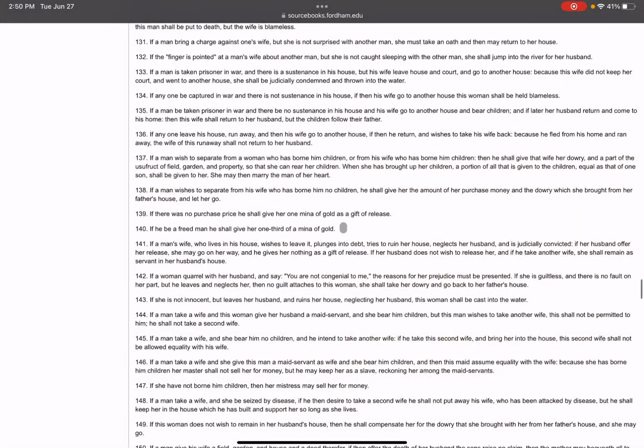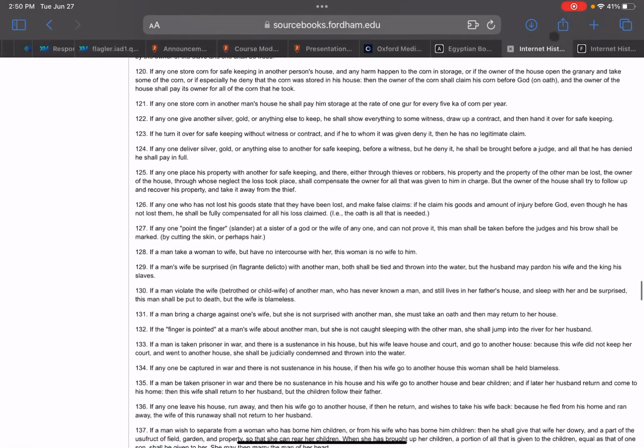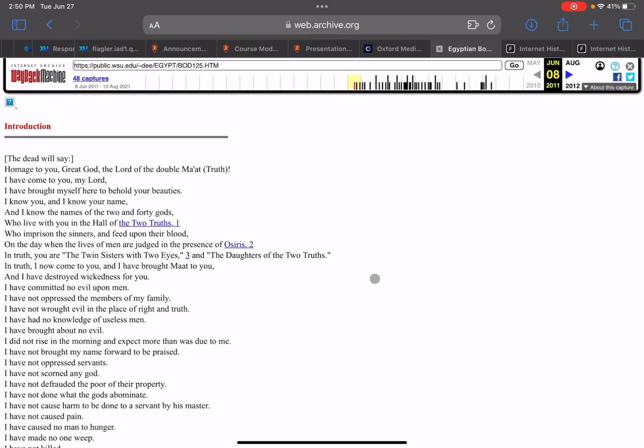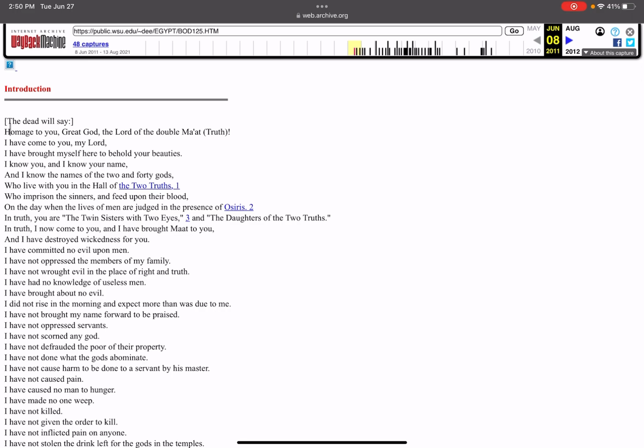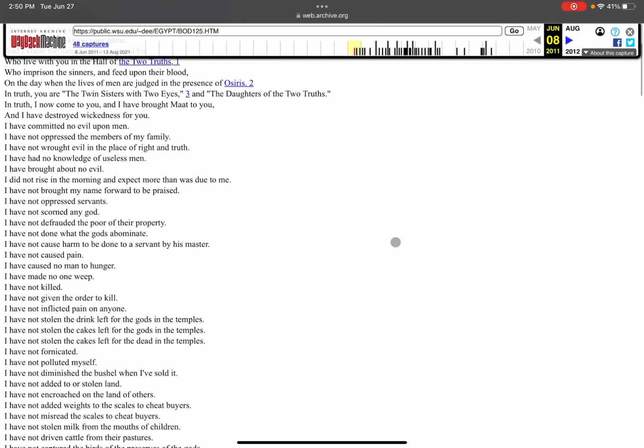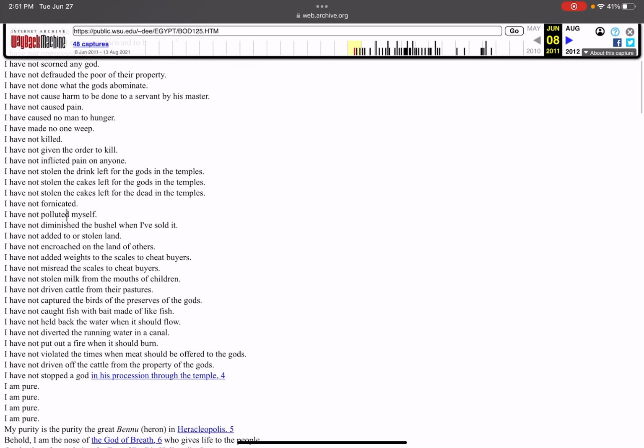During the weighing of the heart, there's a text that was prepared that went along with that image. This is it right here, and this is one of the assigned texts. So as part of this, they say, homage to you, great God, Lord of the double Ma'at. So they're addressing Ma'at herself here. And then they make this statement of innocence, the kind of negative confession. And it's a series of I have not statements. I have not done all of these things that are socially unacceptable.